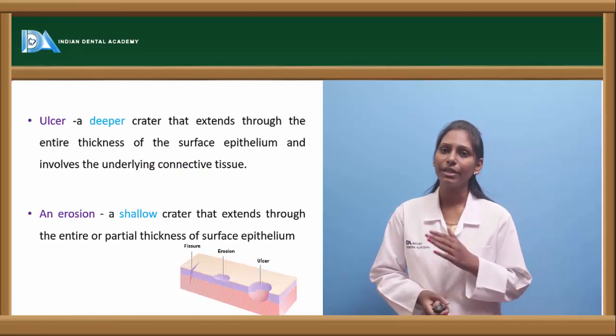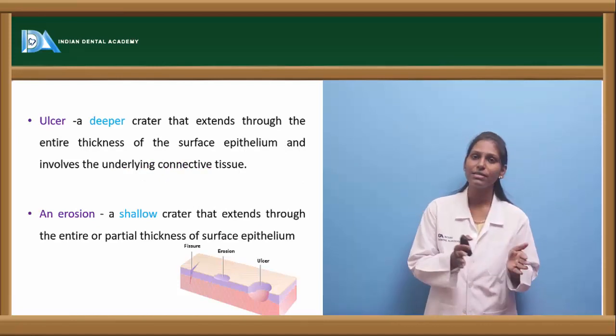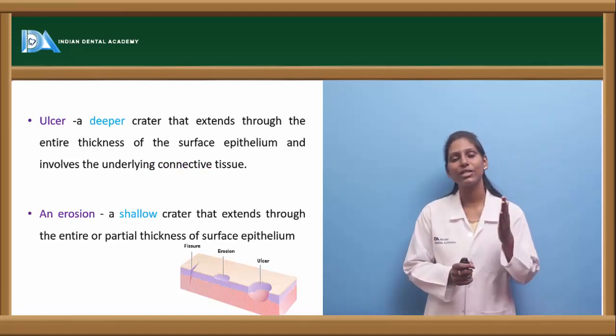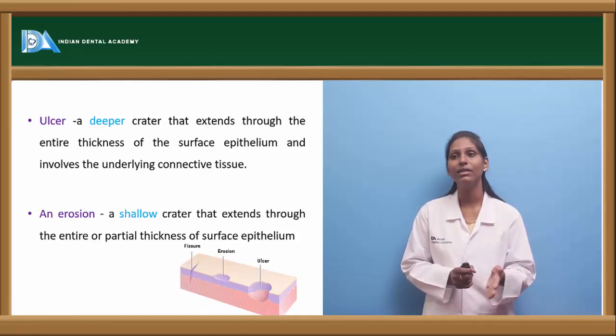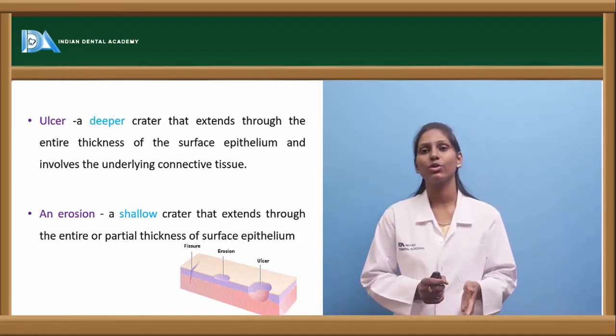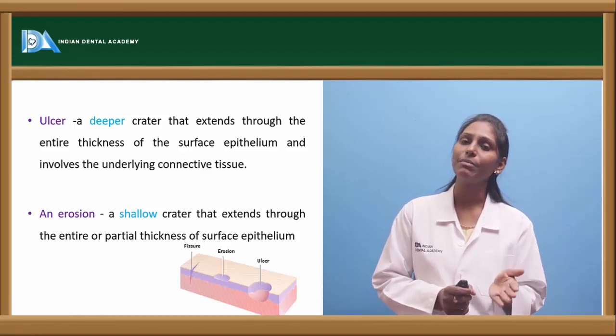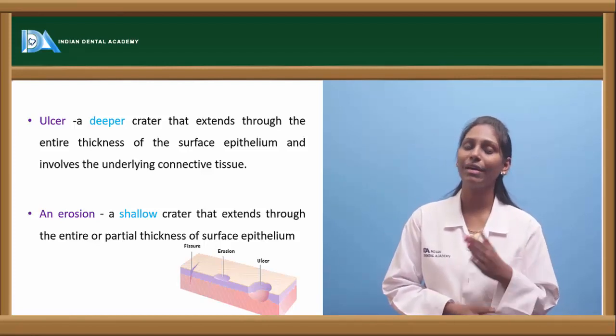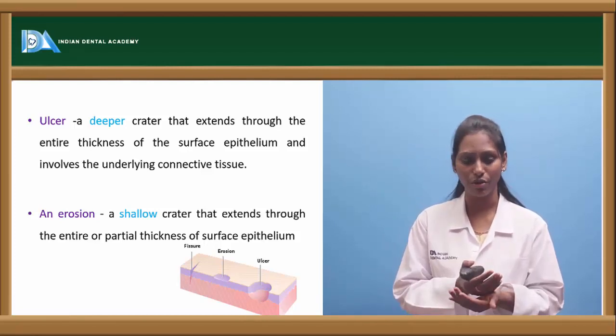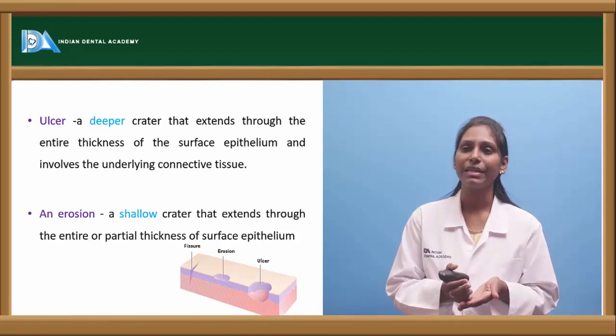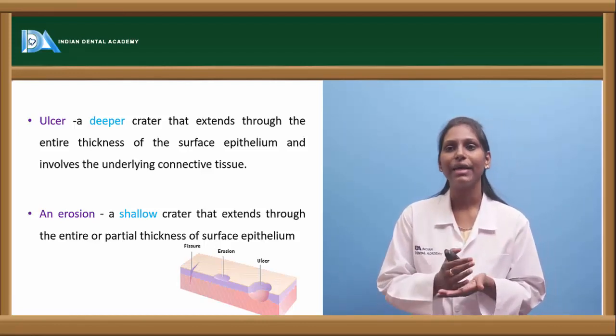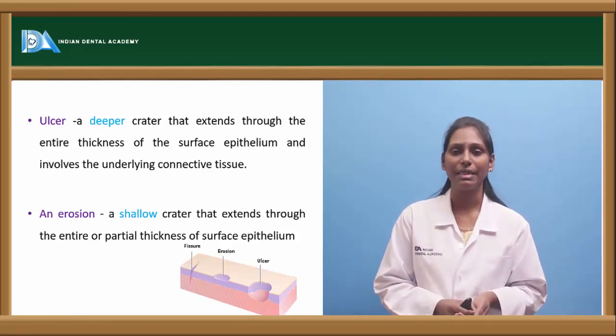Now coming to the difference between ulcer and erosion. An ulcer is actually a deeper one. It is a deeper crater that extends through the entire thickness of the epithelium and sometimes involves the underlying connective tissue. Whereas an erosion is a shallower form. It is a shallow type of crater that extends through the entire or partial thickness of the surface epithelium.